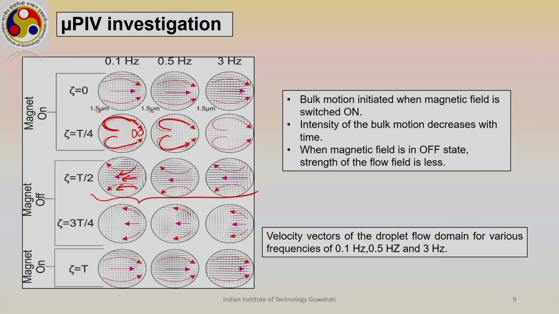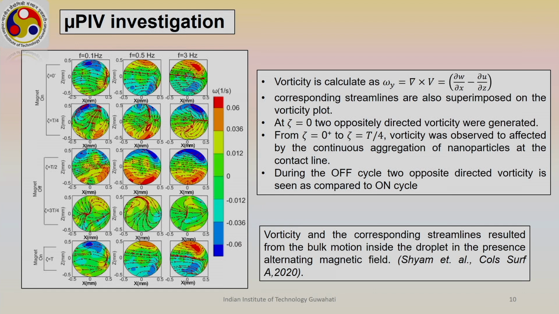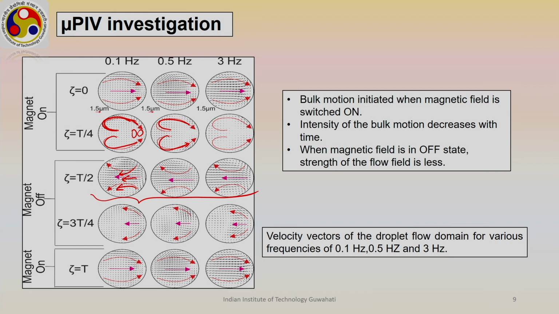And again at t equal to tau equal to T plus, this cycle will be repeated and we will get the similar structure which we have seen at tau equal to 0 plus. So it is very important to note that using this microgravity technique we can actually capture the internal flow structure, which is very important to know. That means our intuition was that at tau equal to T by 2 the particles will move haphazardly, but this is not the case that we can really capture.